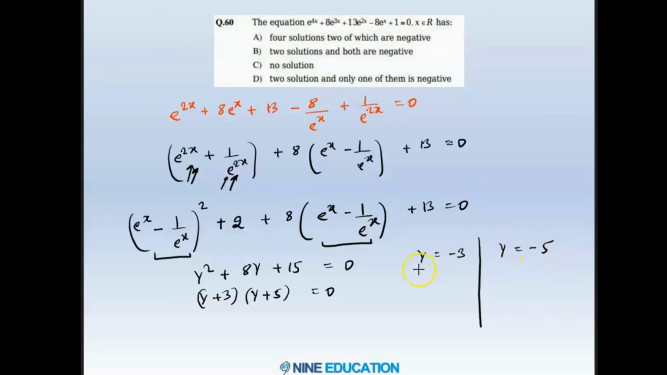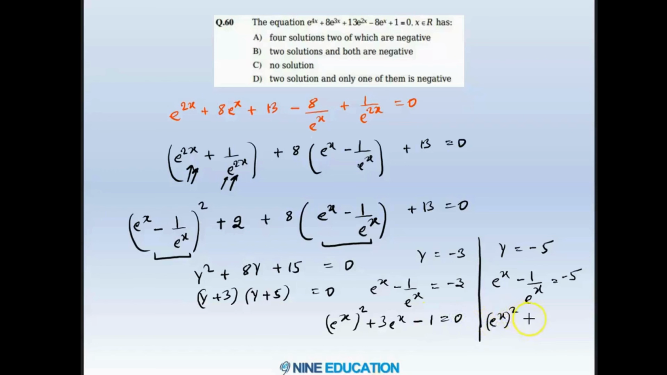So from here, what was the y value? It was e power x minus 1 by e power x, that is minus 3. Similarly, this side I can say it is e power x minus 1 by e power x equal to minus 5. So this is nothing but (e power x) whole square plus 3 e power x minus 1 is equal to 0, and this side we can get (e power x) whole square plus 5 e power x minus 1 is equal to 0. Two quadratic equations we have got.